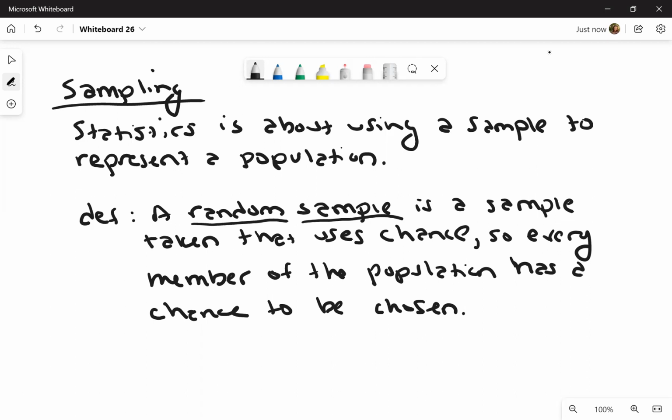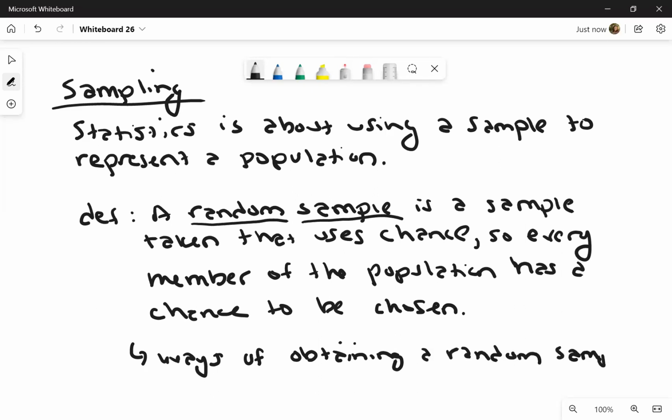Now, there are a few different ways of obtaining random samples. Most people, when you think about taking a random sample, the most simplistic version is putting the names in a hat and swishing it around, and everybody has a chance of being chosen. But if we're talking about something very large, names in a hat aren't going to work.